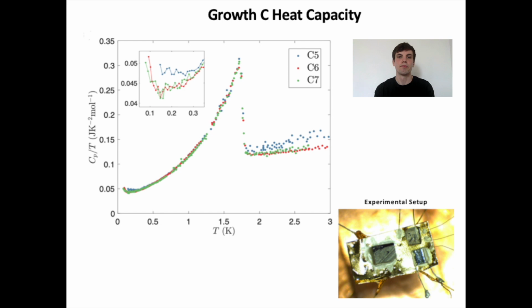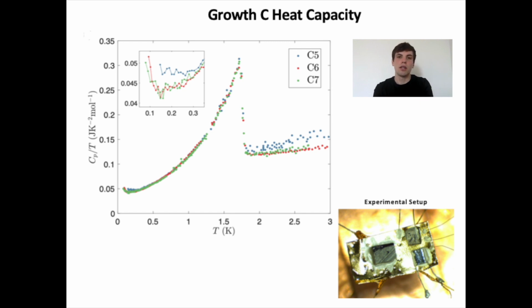Thanks, Callum. So, motivated by the EDX and resistivity measurements, we have measured the heat capacity of 3 samples from growth C, which, to be clear, was the growth which showed the highest superconducting transition. From this figure, it's clear that all 3 show similar behaviour and a superconducting transition at 1.77 Kelvin, which is the highest of any uranium telluride compound to date.